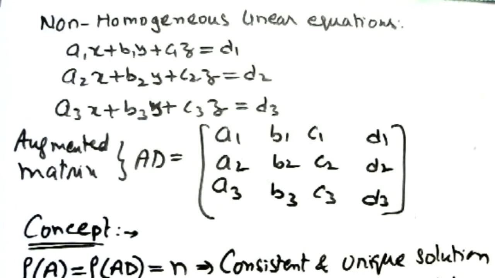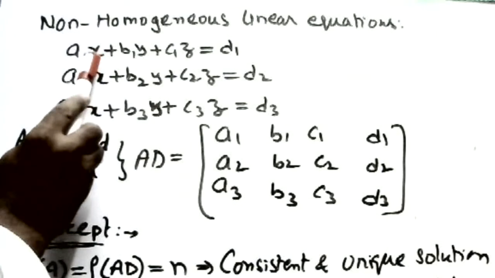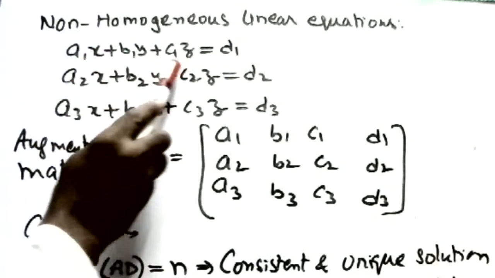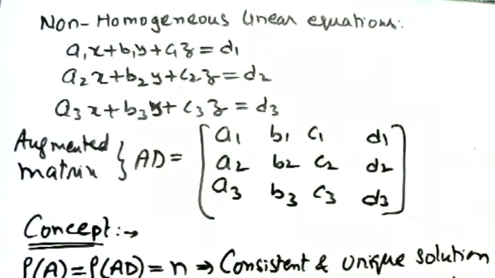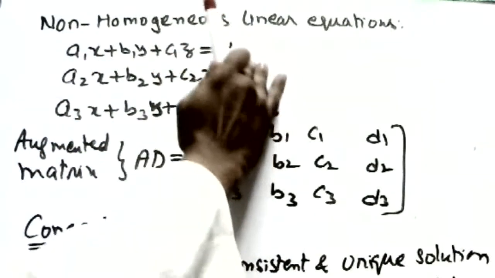Inshallah, in today's class we are going to see the consistency and inconsistency of non-homogeneous linear equations. On the board, I have written one example of non-homogeneous linear equations in three variables. You see here we have three variables x, y, z. Sometimes the question will be given in four variables. Mostly the questions will be in either three variables or two variables.